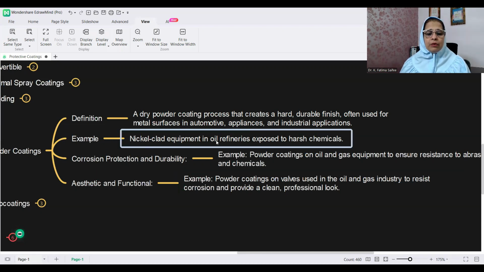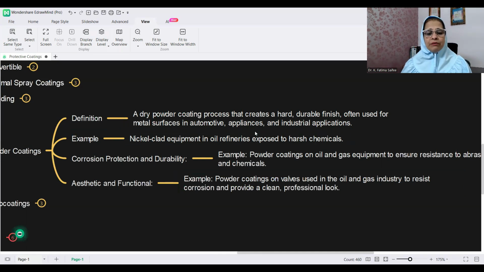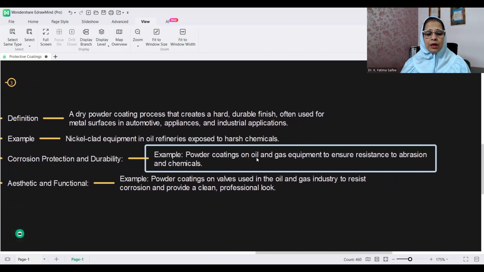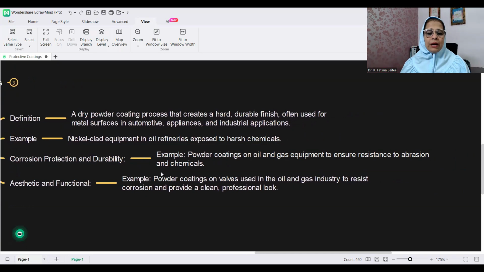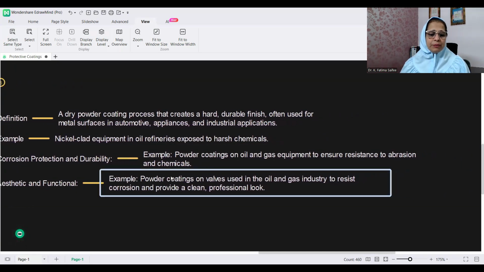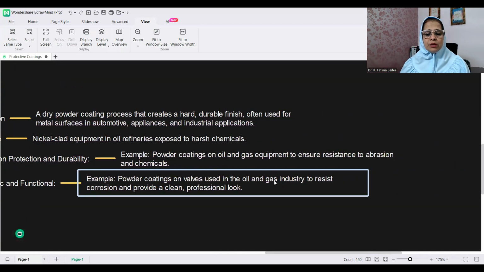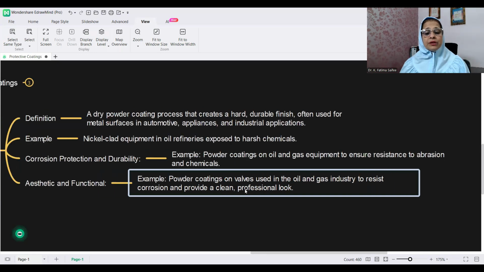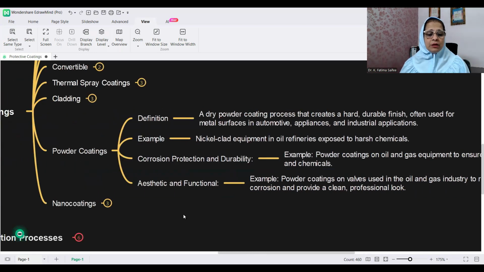Example: nickel-clad equipment in oil refineries exposed to harsh chemicals. Here again we are giving an oil refinery example. Corrosion protection and durability. Example: powder coating on oil and gas equipment to ensure resistance to abrasion and chemicals. Aesthetic and functional: for aesthetic purposes also, powder coating on valves used in the oil and gas industry to resist corrosion and provide a clean and professional look. Here we are using powder coating for the aesthetic look also.